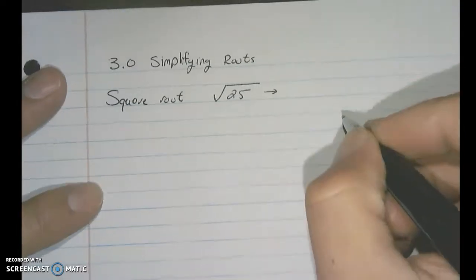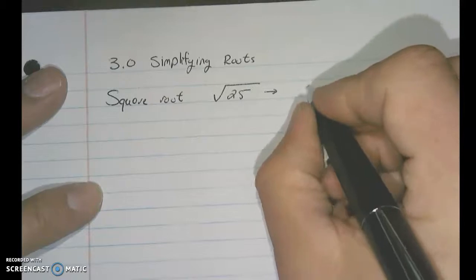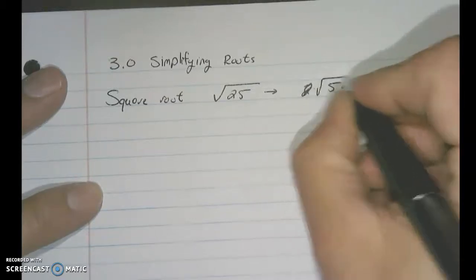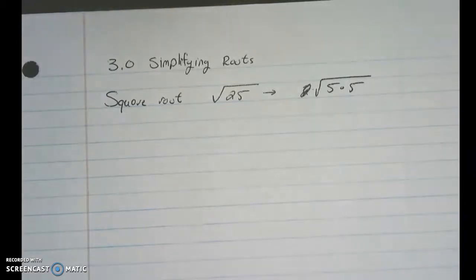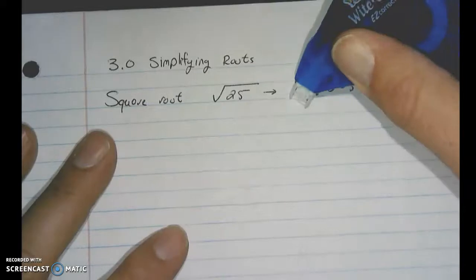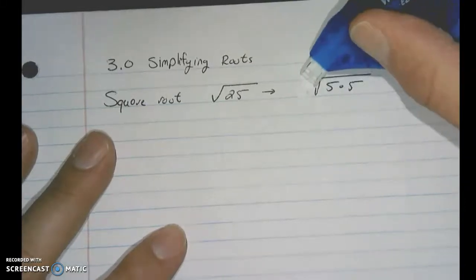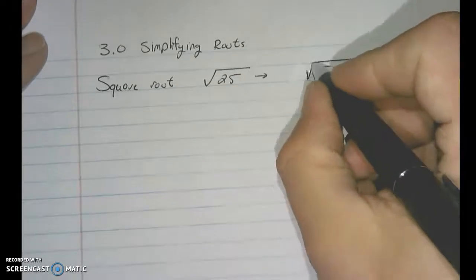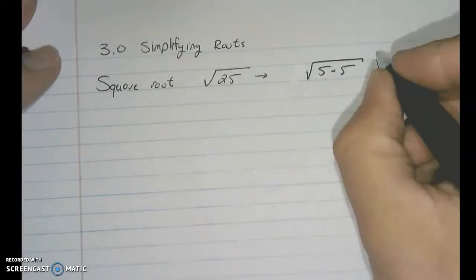So what gives us 25? Well, that's 5 times 5. All right. So then what we're doing is we're going to cover up my mistake. There we go. Okay. So the radical here is the jail.